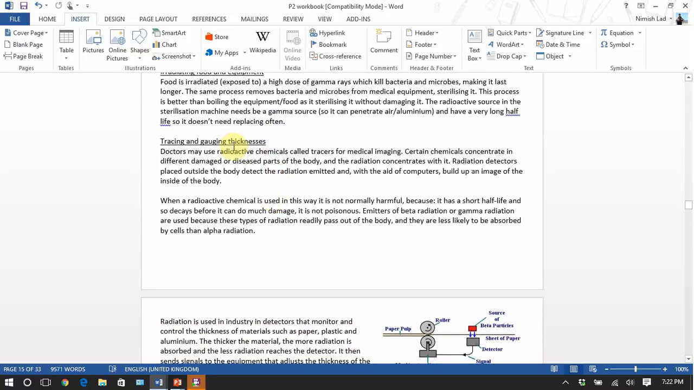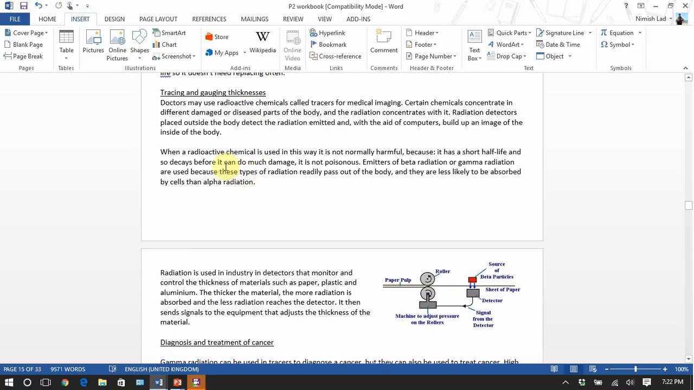Tracing and gauging thickness. Okay, so we've got two things here. Talk about tracing and gauging thickness. Tracing is when you inject a radioactive source into somebody or put it into a water supply to try to figure out which parts of the body are damaged, but also potentially which parts of a pipe have cracks in them. If a water supply had radioactivity within it, then the cracks would let out more radioactivity than when there are no cracks.